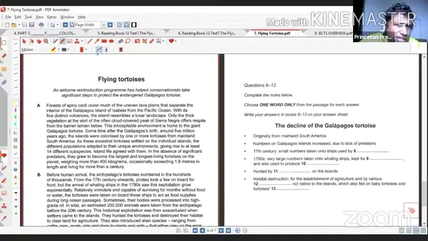So why don't you check this one? This is one word only. We are not solving this one, we are just checking the question. The decline of the Galapagos tortoise. We know tortoise. So they are talking about the decline of Galapagos.